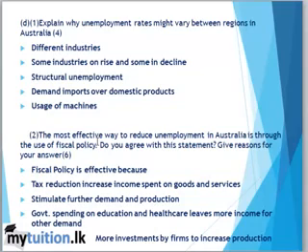Okay. The most effective way to reduce unemployment in Australia is through use of fiscal policy. Do you agree? So you talk about to what extent fiscal policy is beneficial to reduce unemployment, to what extent it won't be, and you give your evaluation. So what is fiscal policy?